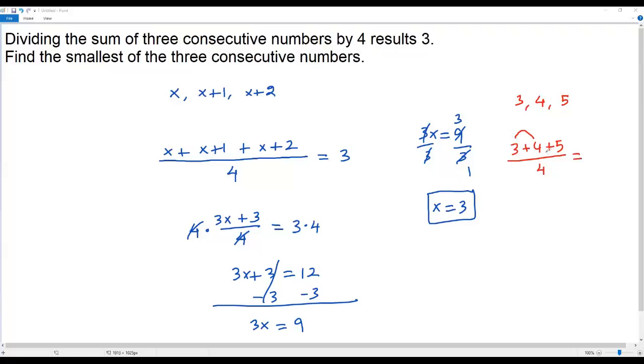3 positive 4 is 9, I'm sorry, 7. 3 positive 4 is 7. 7 positive 5 is 12. 12 divided by 4 is equal to 3. Okay, when I divide the sum of three consecutive numbers 3, 4, and 5 by 4, I'm getting the result 3. So the answer what we got is correct. So the smallest of the three consecutive numbers is 3.